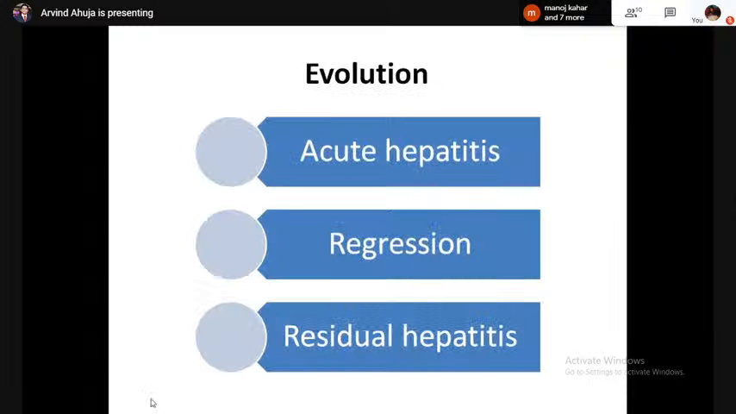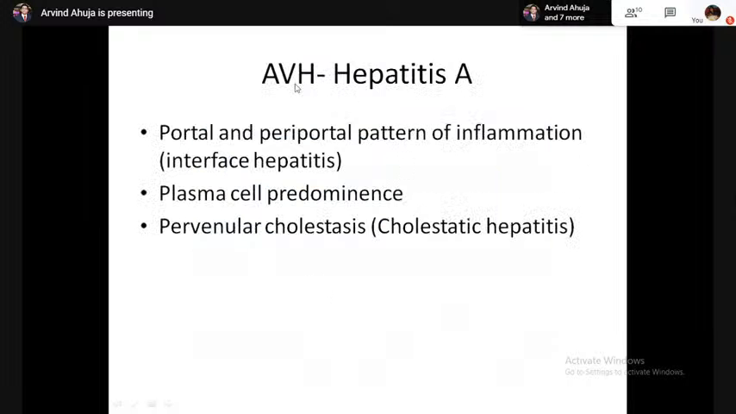So this is the evolution of acute hepatitis. It regresses most of the time, and you can see residual hepatitis. If the biopsy is delayed, there are certain soft points which can help to reach a diagnosis, like in hepatitis A associated acute viral hepatitis. The portal and periportal pattern of inflammation, which is known as interface hepatitis, is more common, and the predominant cells in the portal tracts are plasma cells. Cholestatic hepatitis, especially perivenular cholestasis, is commonly seen in hepatitis A related acute viral hepatitis.